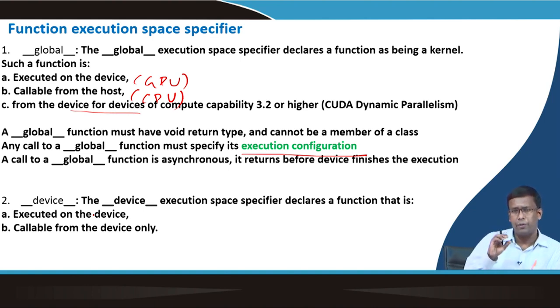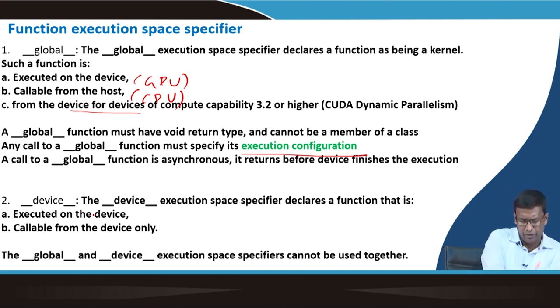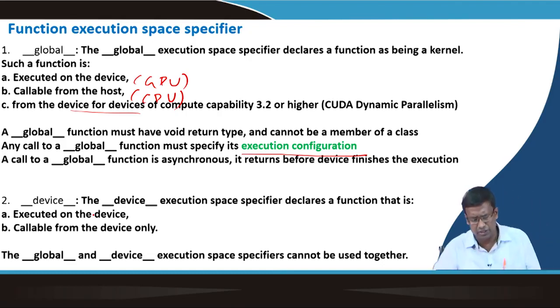So, this is identified as the device execution specifier. When a function in the program is given the device execution specifier, it is a function which is called by the kernel and will be executed on the GPU only. And when __global__ is given, it is a function which is called by the CPU and will be executed on the GPU. Therefore, it is a kernel function. The global and device execution specifiers cannot work together. A function cannot be a global function as well as a device function.